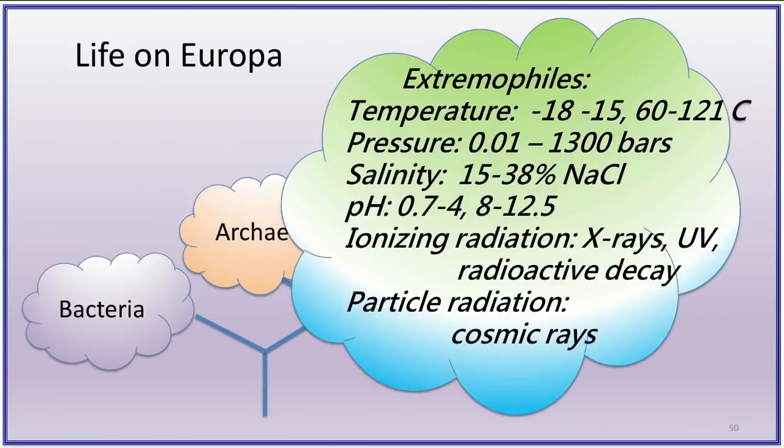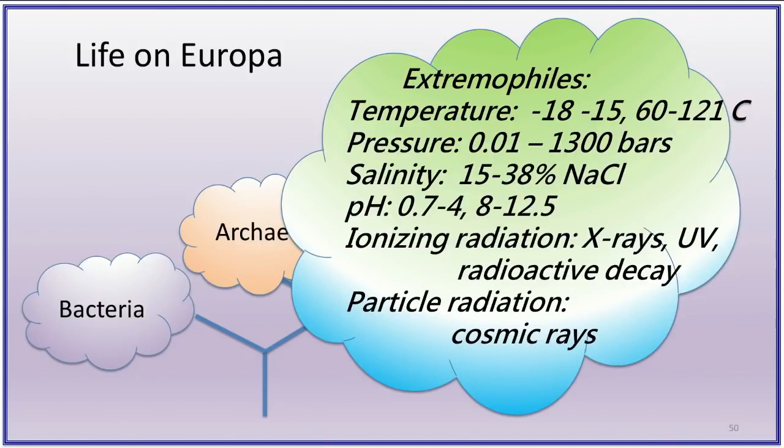And it is probably not going to be what we think of as life. It is probably going to be something called extremophiles. Now there are some bacteria that are extremophiles. So these are sort of the temperature ranges: -18 to 15 degrees Celsius, 60 to 121 degrees Celsius. Remember, water at sea level boils at 100 degrees Celsius. Pressure is from 1/100th of an atmosphere to 1,300 times our Earth's atmosphere.